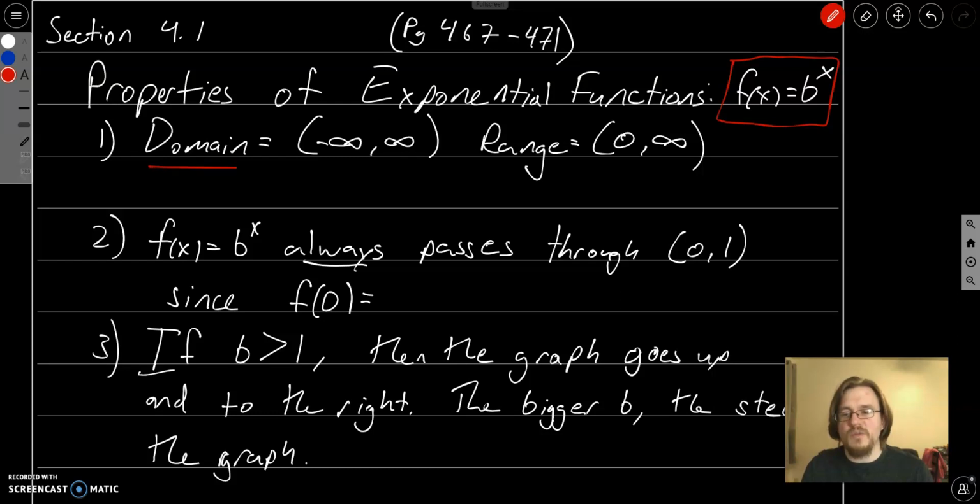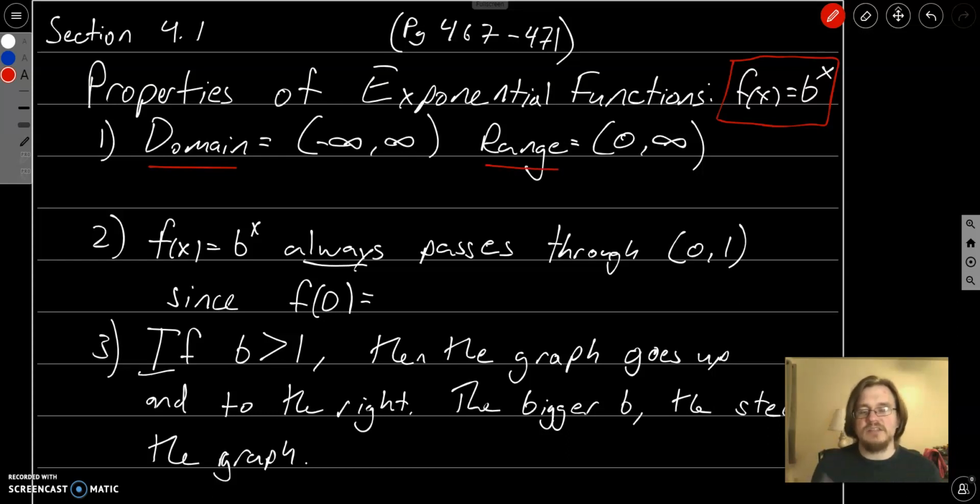If we think about the domain of a function, it's all the numbers that we are allowed to plug into the function. This can be anything. We're allowed to take b to any positive number. We're allowed to take b to any negative number. We can take b to 0. We're allowed to plug in anything that we want into our function.